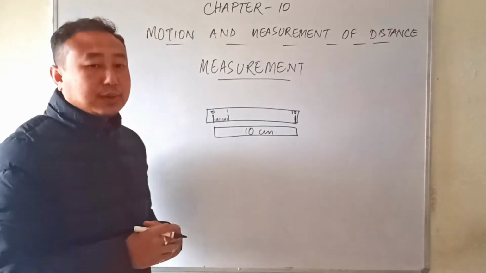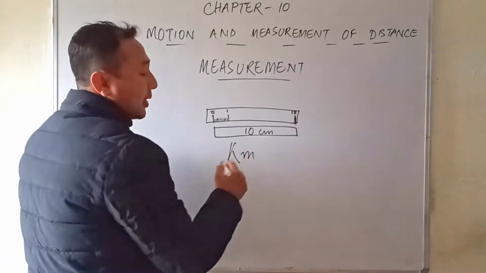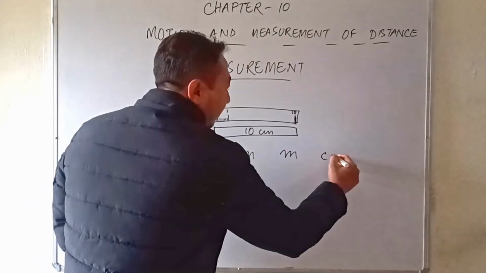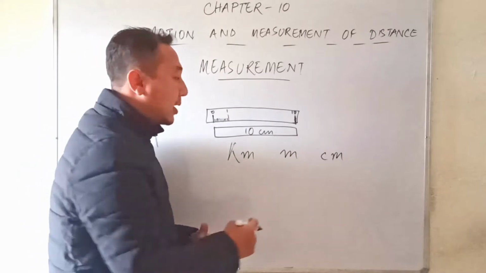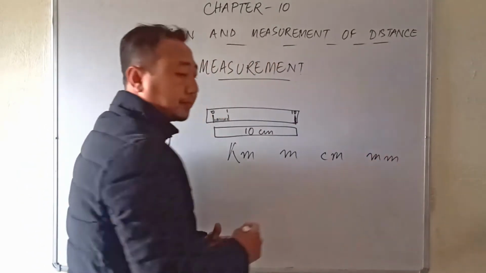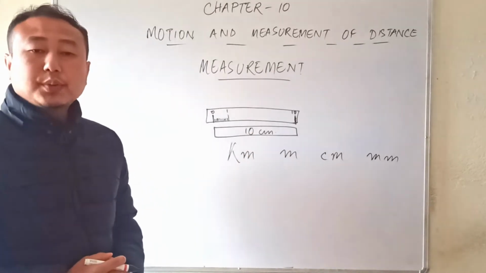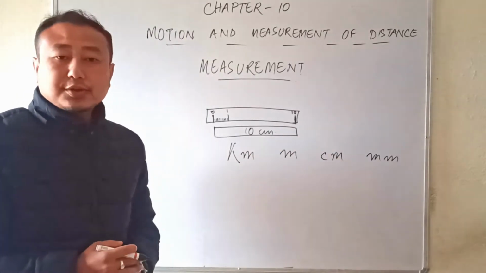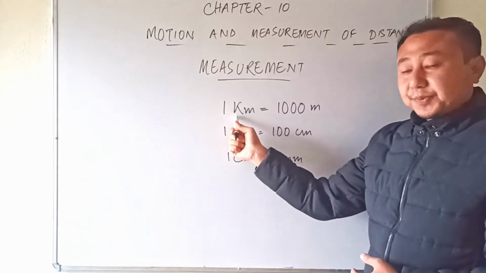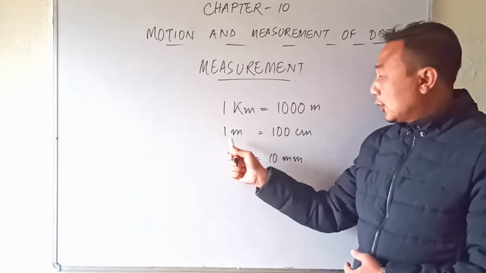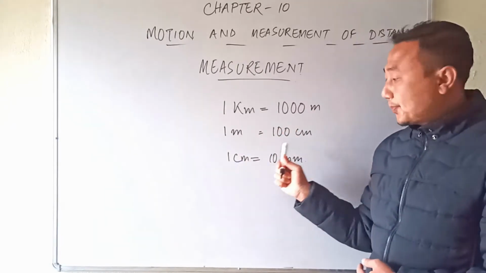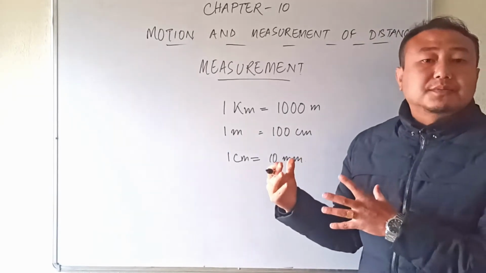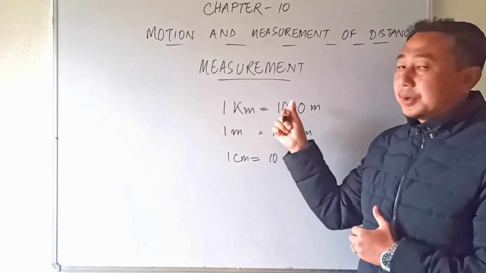Here, the length of a certain object is measured in terms of different units. Some of the units for measuring length are kilometer, represented by km, meter, represented by small letter m, centimeter, represented by small letters cm, and millimeter. These are some of the units that we use for measuring the length of an object. Now, let us see how these lengths are interrelated. 1 kilometer is equal to 1000 meter. 1 meter is equal to 100 centimeter, and 1 centimeter is equal to 10 millimeter. So, in this way, we can convert one unit into another unit if we know these values.